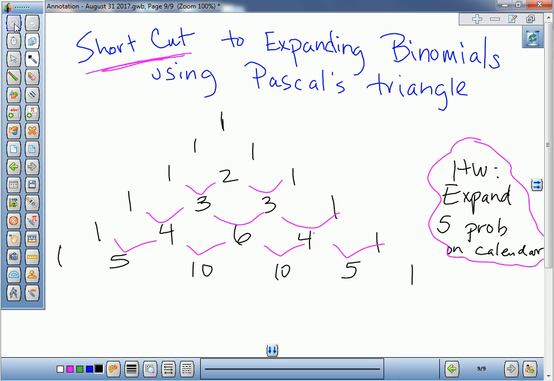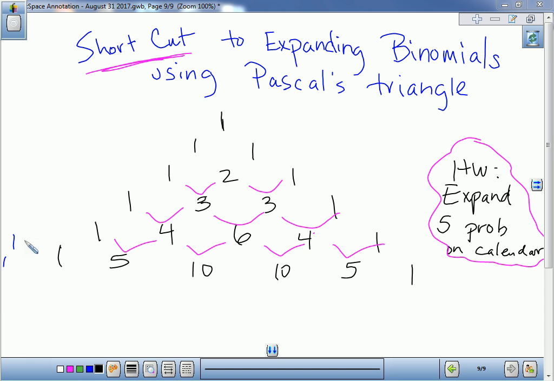Okay? So we're going to do it together. Ones on the ends. So we start with a 1. And then what is 1 plus 5? 6. What is 5 plus 10? 15. What is 10 plus 10? 20. What is 10 plus 5? 15. What is 5 plus 1? 6. And a 1 at the end. I got Pascal. Okay. So that is how you build it.